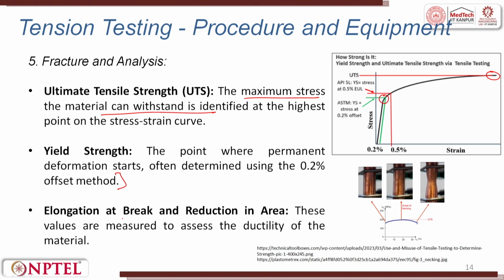Then elongation at break and reduction in area. These values are measured to assess the ductility of the material, that is, what is the total elongation that has happened for a specific material. A more ductile material would have higher elongation, a less ductile material will have lower elongation, and a brittle material would have almost zero elongation at all. So you see, this is ultimate tensile strength, and this is where the fracture limit is, and we try to understand the system.